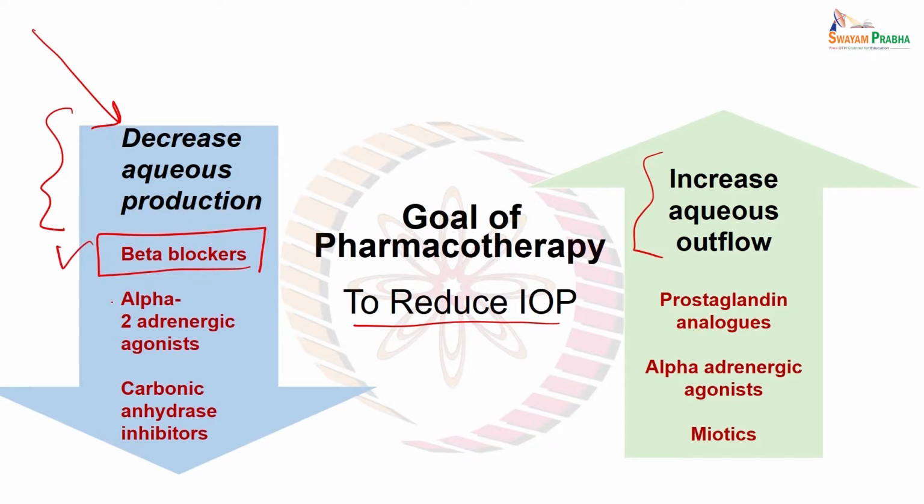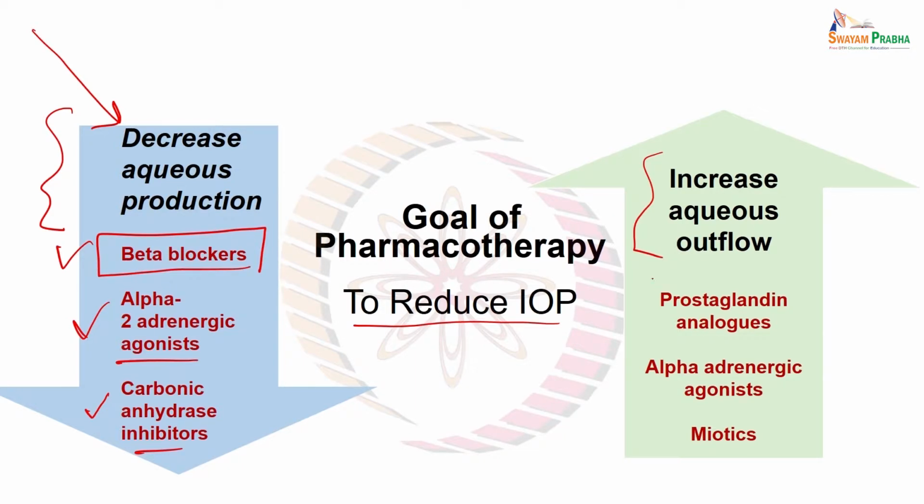Alpha 2 adrenergic receptor agonists have an inhibitory effect on secretion, and third is the enzyme carbonic anhydrase, and carbonic anhydrase inhibitors are useful in this. So, three classes of drugs for reduction in aqueous humor production: beta blocker, alpha 2 adrenergic agonist, and third is carbonic anhydrase inhibitor.